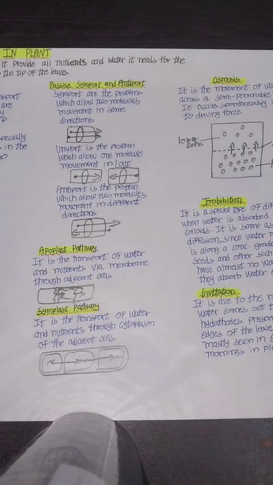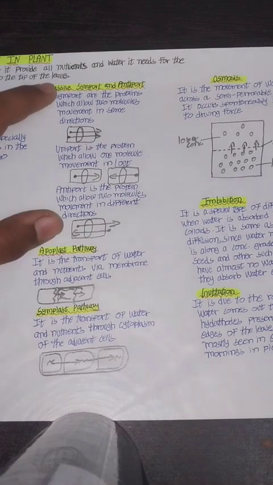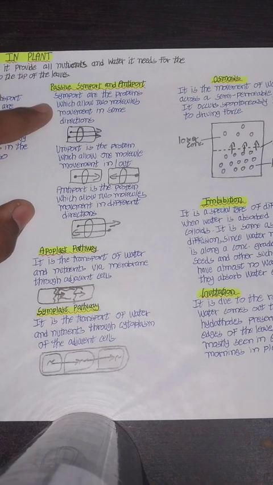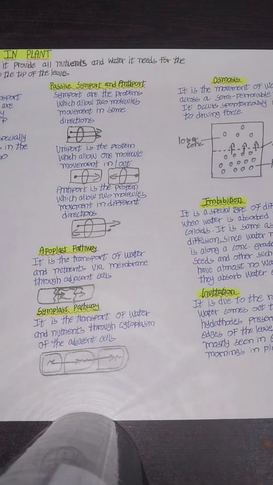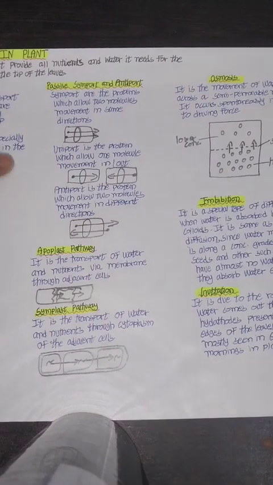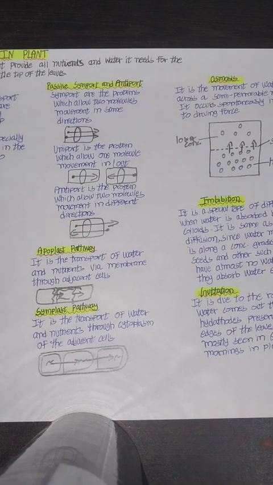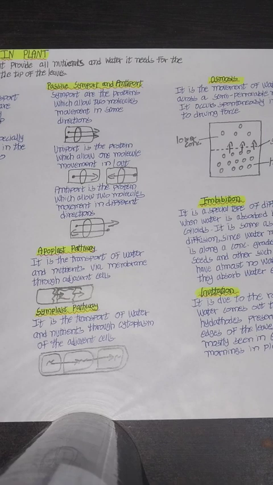Now the other processes we have are passive symport, antiport, and uniport. First, symport. In this, the proteins allow two molecules to move in the same direction. Then the other is uniport. In the uniport process, the proteins allow one molecule to move in one direction. If there is one protein present, it allows only one molecule inside or outside, depending.